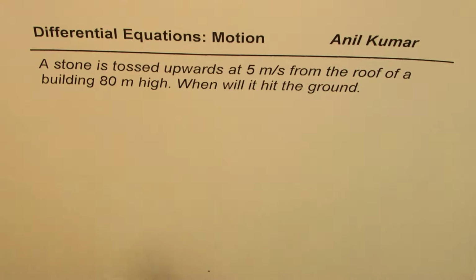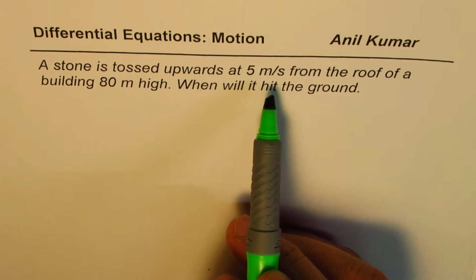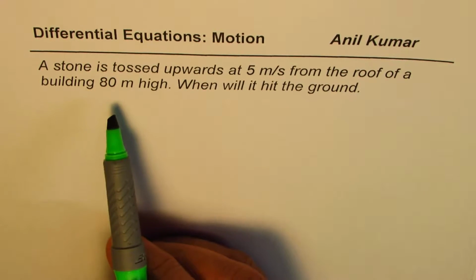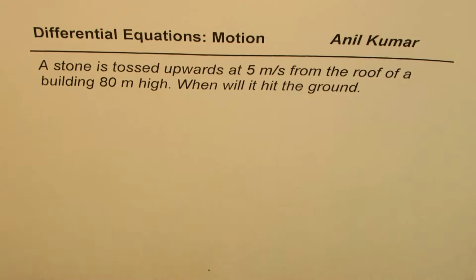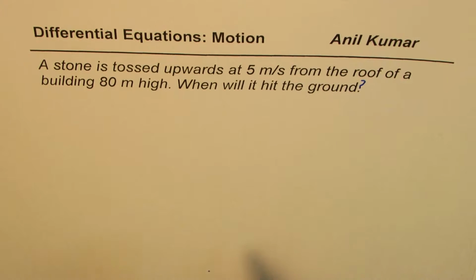The question here is, a stone is tossed upwards at 5 meters per second from the roof of a building 80 meters high. When will it hit the ground? That's the question for you. You can pause the video, answer the question, and then look into my suggestions.